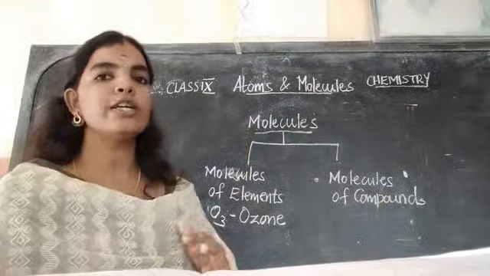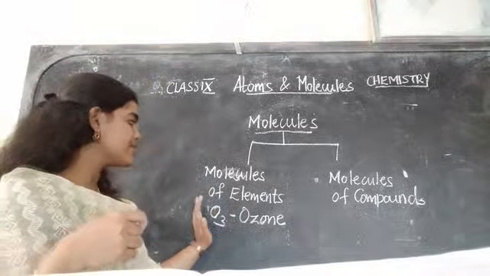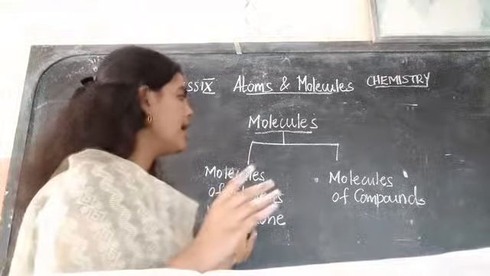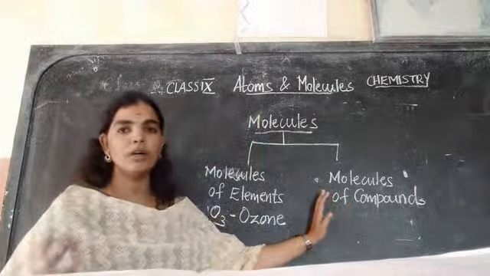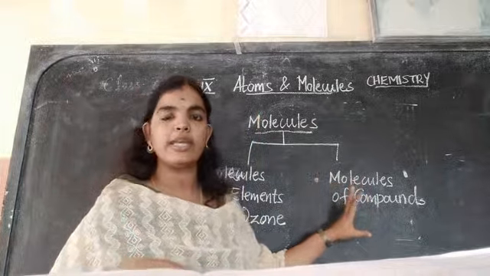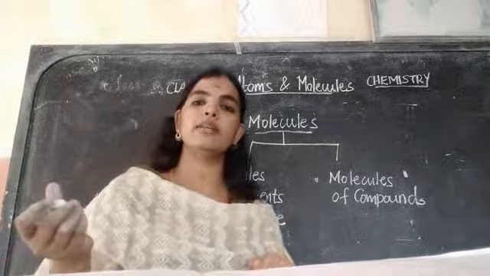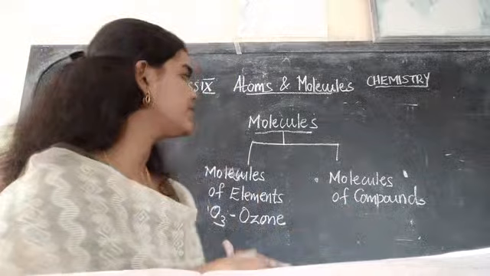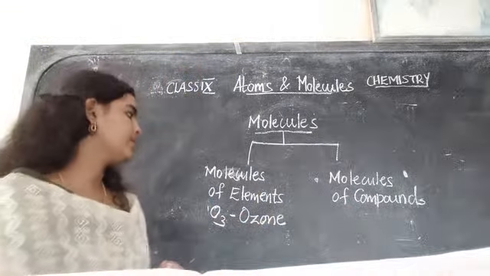So what is the difference between molecules of element and molecules of compounds? In the case of molecules of element, they consist of only the same type of atom, same elements are there. And in the case of molecules of compounds, different atoms are combined to form compounds. Carbon dioxide, ammonia, that is NH3, then water, then carbon monoxide, hydrogen peroxide. These are the common examples for molecules of compounds. Is it clear to all of you? Okay.